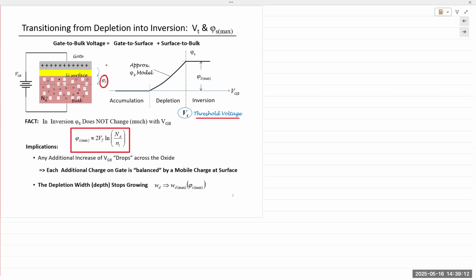Are the drain and the source doped the same for the most part? Yes. The doping is the same for the drain and the source.